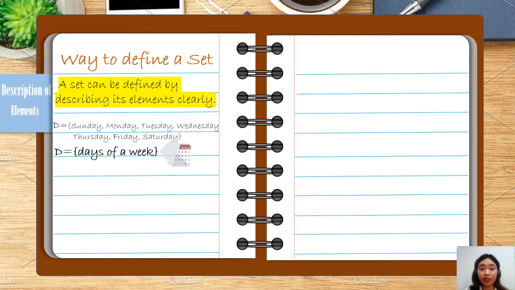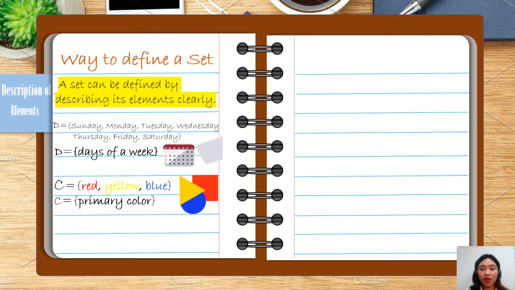Okay, so D is days of a week. Next, how about C? We have red, yellow, and blue. What is the best word to describe all the given elements? Okay, so set C is primary colors because red, yellow, and blue are the three primary colors.